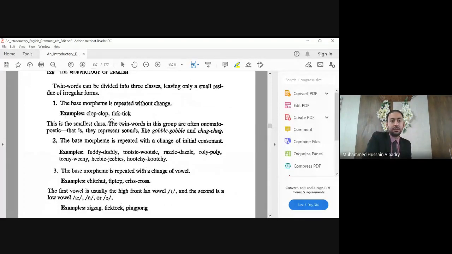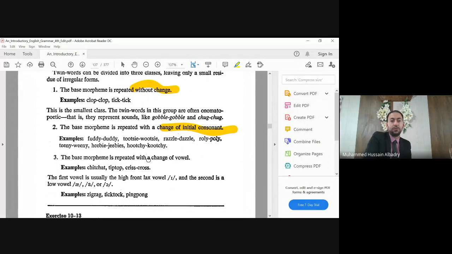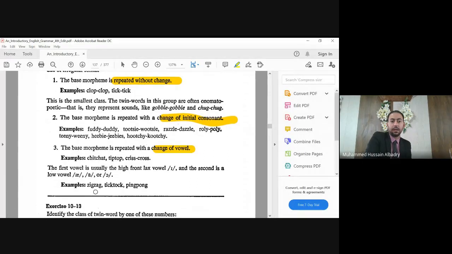You can read that. Clock, clock, tick, tick. These are the kinds of reduplication, sometimes repeated without change, for example, clock, clock, tick, tick. Sometimes with change of initial consonant, like fuddy duddy, twinny winnie, hochi kochi. And sometimes repeated with change of vowel. You can summarize the three in this way. For example, chit chat, tiptoe, criss-cross, zigzag, etc.